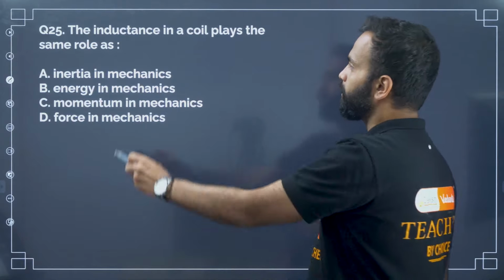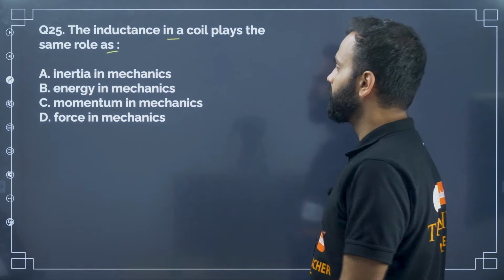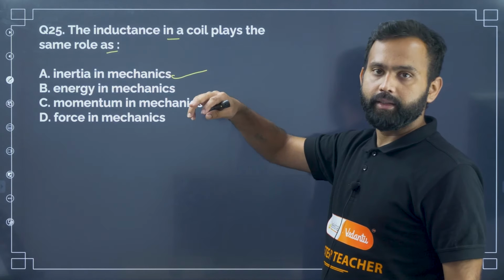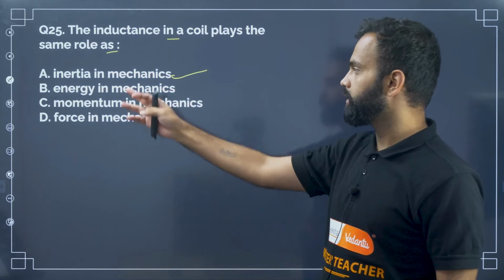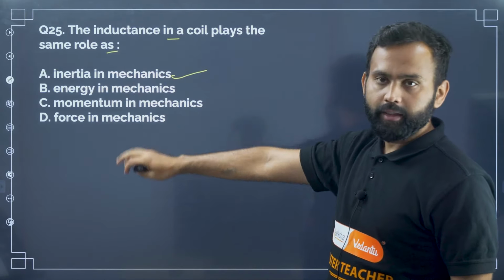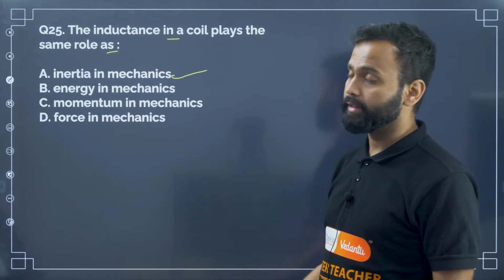Question number 25. The inductance in a coil plays the same role as inertia in mechanics. That's it. Why? Because inductance in the coil opposes the electric current in the circuit, right? So it is the same role as inertia in mechanics. So the correct option is A.